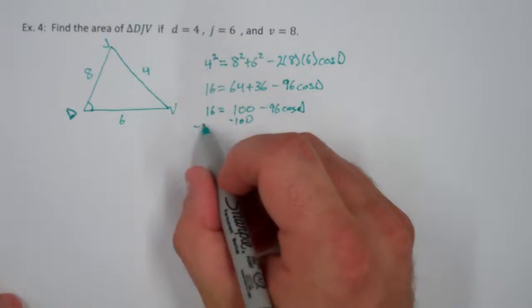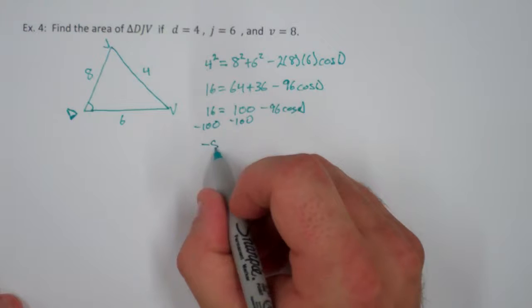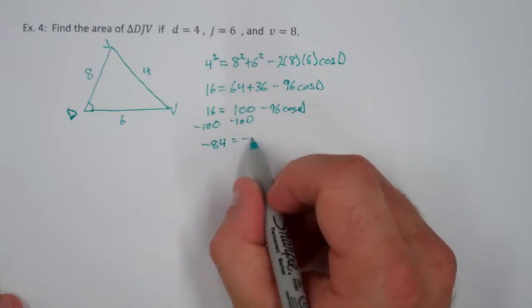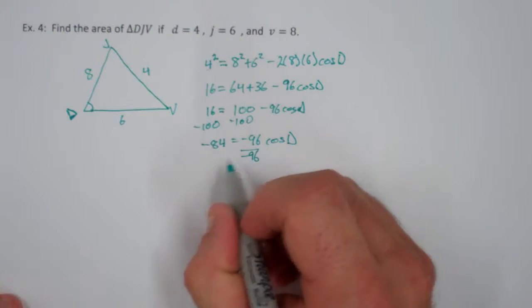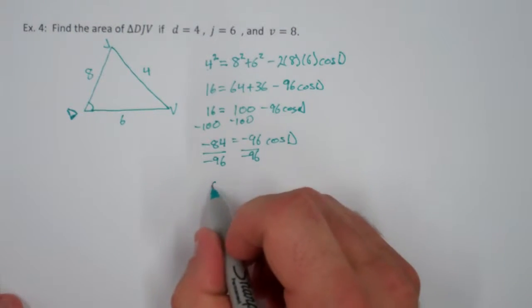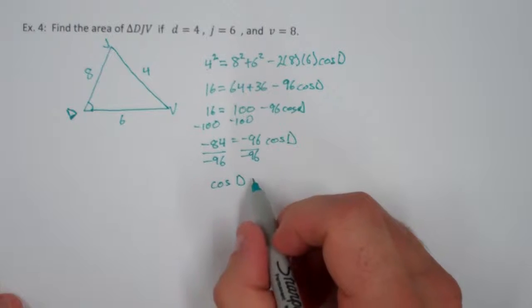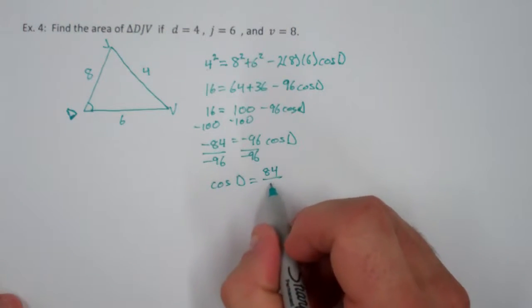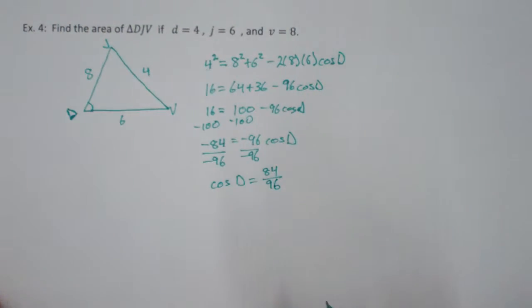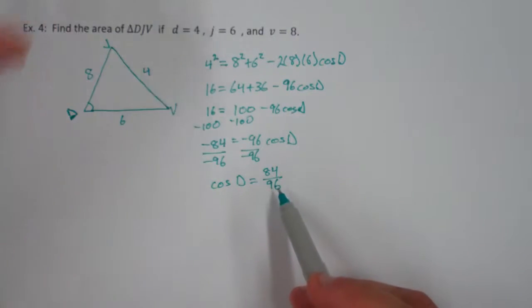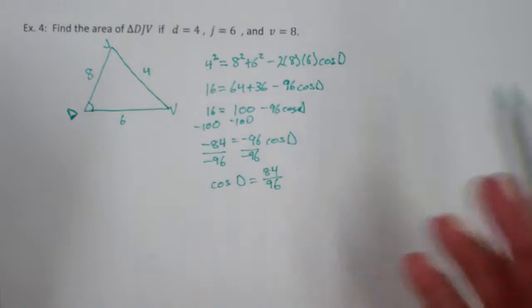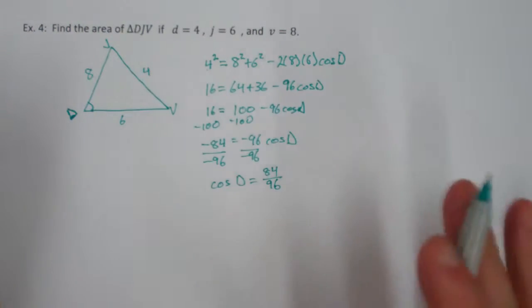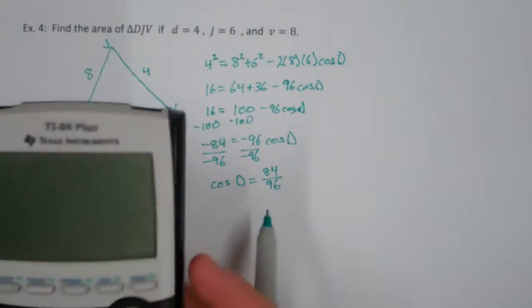We'll subtract 100 from each side then. Negative 84 is equal to negative 96 cosine of D. Divide by 96, and we get the cosine of angle D to be 84 over 96. You could simplify that, but this isn't your final answer, so I think we'll just leave it. If we try to simplify and we make a mistake, then it'll throw the whole thing off. So why throw in an extra move when you don't have to?